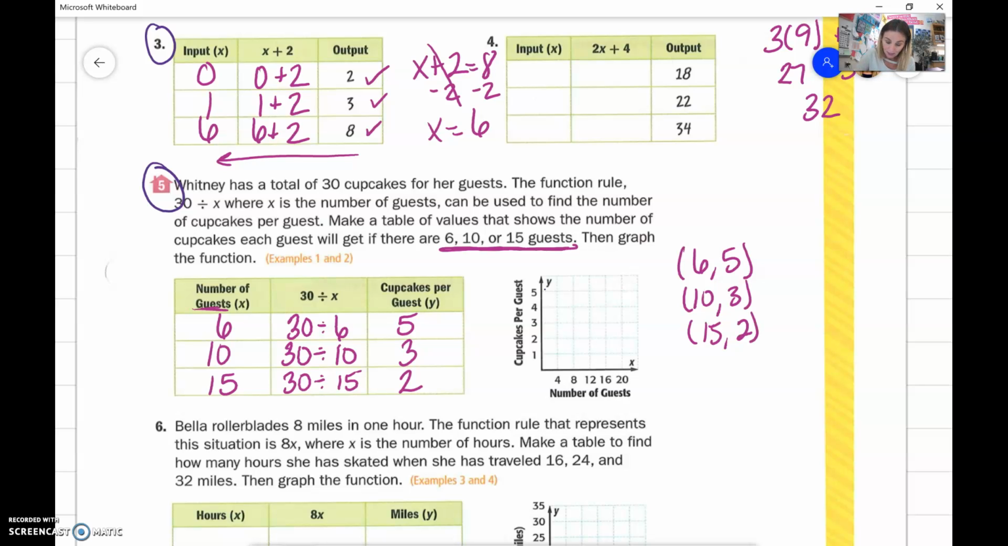Okay, so 6, which is going to fall right about here, and up to 5, right about there. The next one is 10, so in between here, up to 3, right about there. Is it okay that it's going the opposite way? Absolutely. And then 15 and 2, right about there. Okay, notice that it kind of looks like this. Okay, that's perfect. So we have done it correctly.